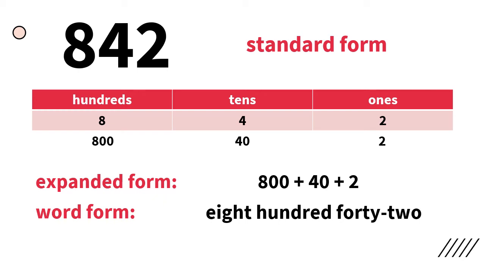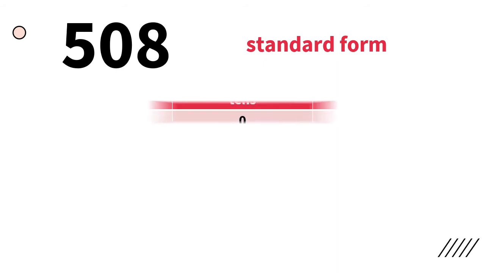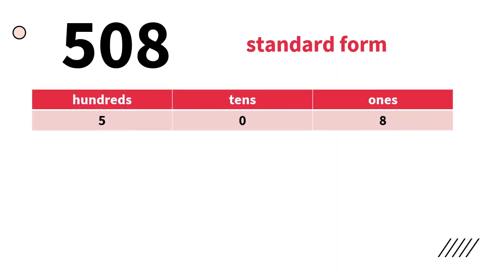Let's see some more. What happens if I have a 0 in my number, like 508? Remember, this is standard form. I still can put this number in my place value chart. 5 in the hundreds column, 0 in the tens column, and 8 in the ones column. Remember, that 5 in the hundreds column equals 500. Since there are no tens in the tens column, that's 0. And there are 8 ones in the ones column, so that's 8.